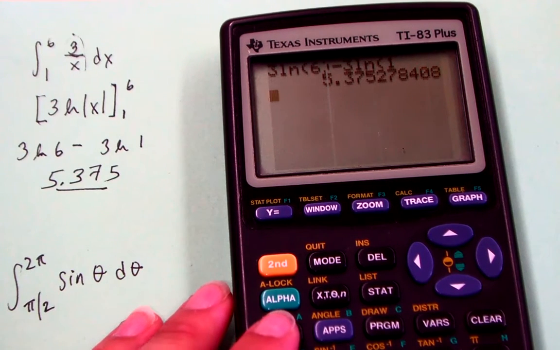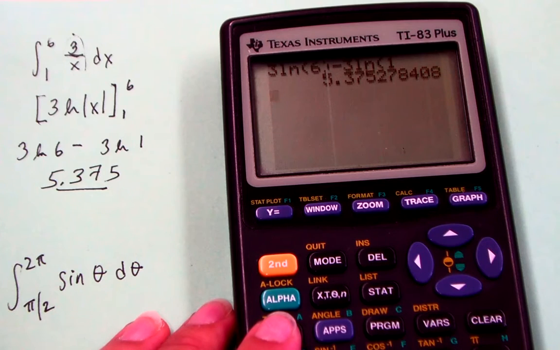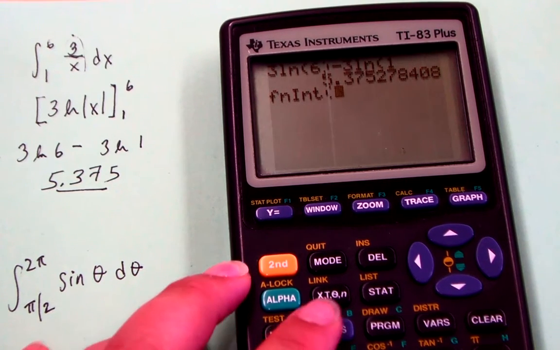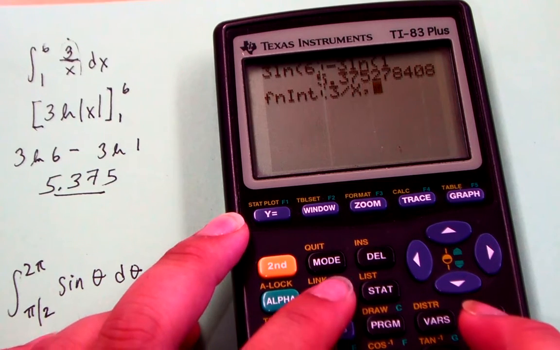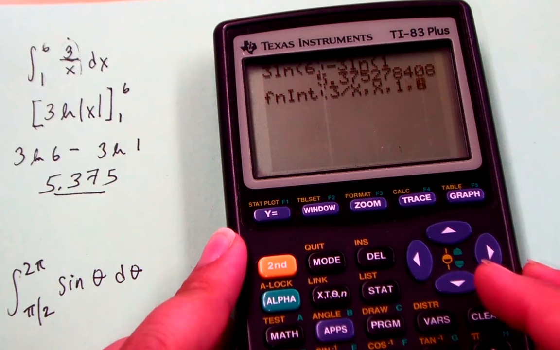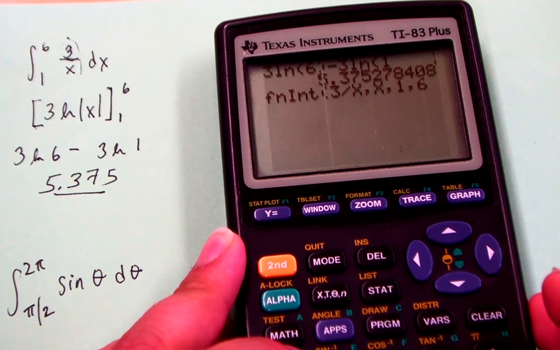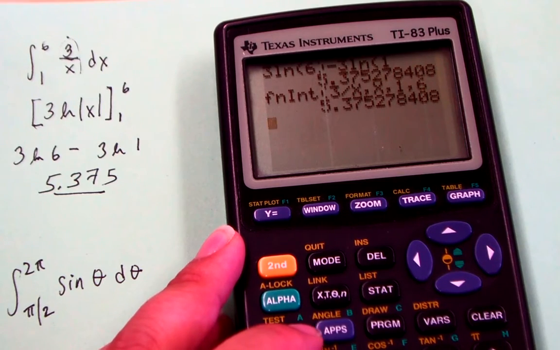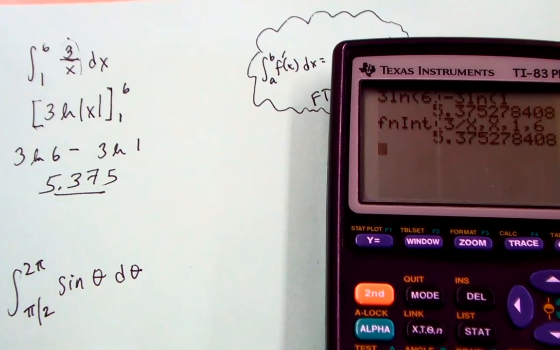To check, I'm going to use my calculator, which is a little bit older than yours, but Math 9: 3 over x, integrated with respect to x, from 1 to 6, gives me the very same value. So there you go. Next I have a trig example for us.